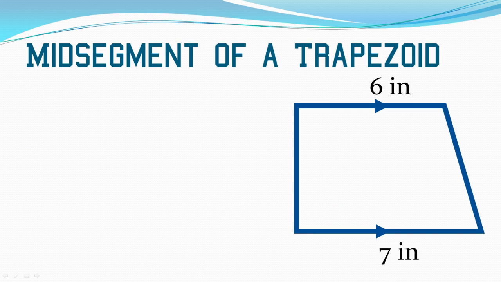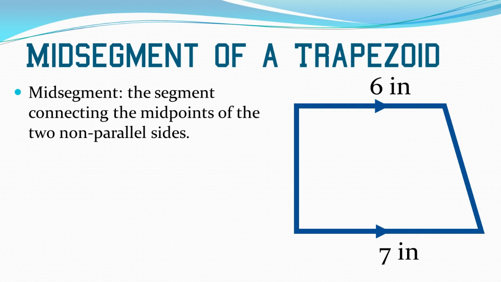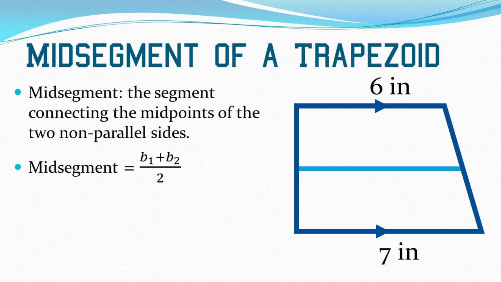The midsegment of a trapezoid refers to the segment that's connecting the midpoints of the 2 non-parallel sides. Our 2 parallel sides are the bases. The other 2 sides are often referred to as legs or just sides. The midpoint is the point on each of those sides that cuts it in half. This midsegment can be measured using the bases that are given: base 1 plus base 2 divided by 2.